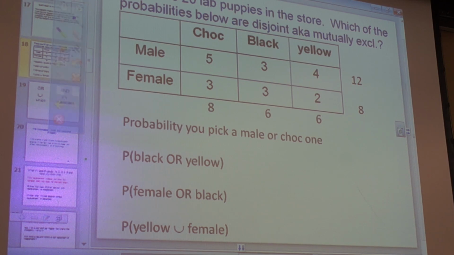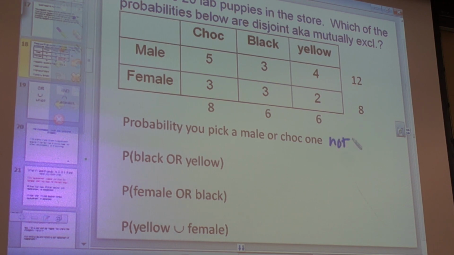What do you guys think of the first one? Male or chocolate? I'm out. Male and chocolate, or male or chocolate? Are those two variables mutually exclusive or not? Yes, no, yes. They are not. Why are they not mutually exclusive? They can happen at the same time. So those are not mutually exclusive.